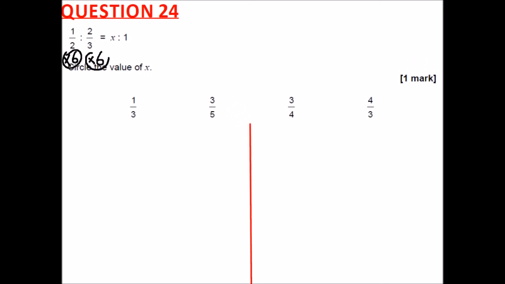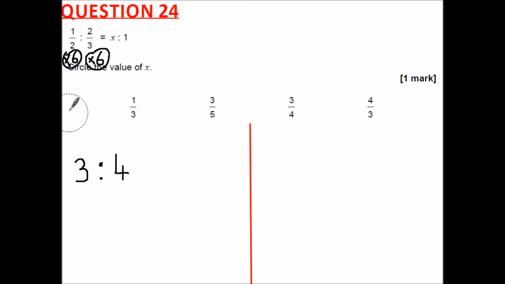So the first one, half times 6. Half times 6 is the same as half of 6, which is 3. And this one, 2/3 times 6, works in the same way as 2/3 of 6. 2/3 of 6 would be 4.